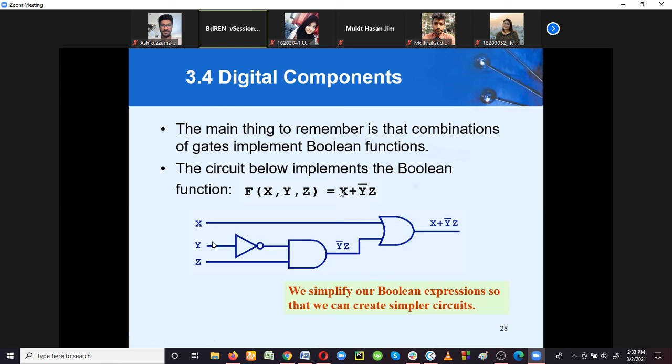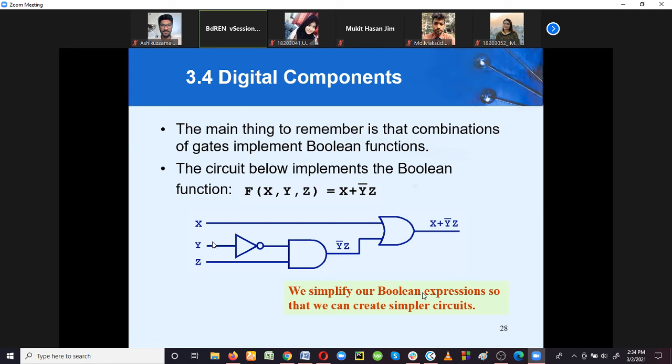Then one input is x, so I am giving one input x. Another input is y inverse z, so we have to solve y inverse z. For y inverse we have to use a NOT gate, then we will get y inverse. Then z. We have to do y inverse and z, so use here the AND operation. So here y inverse, there z, and we get y inverse z. Then y inverse z and here x, so after that we will get the output x plus y inverse z.